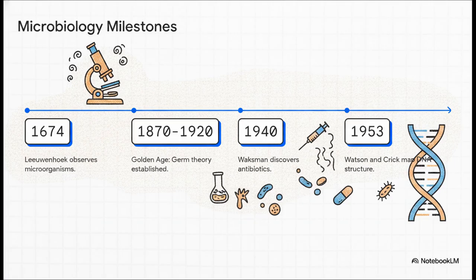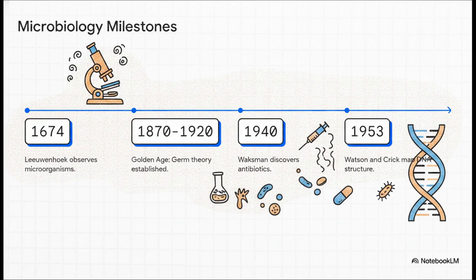Well, it took technology. Back in 1674, an amateur microscope builder named Antony von Leeuwenhoek first observed and sketched out what he called animalcules. But microbiology didn't really explode as a true science until the Golden Age, right between 1870 and 1920. That's when heavyweights like Louis Pasteur and Robert Koch totally demolished the old idea of spontaneous generation. They established the germ theory of infectious diseases, proving for the first time that specific microbes cause specific diseases like anthrax and tuberculosis. And this foundation just grew rapidly from there.